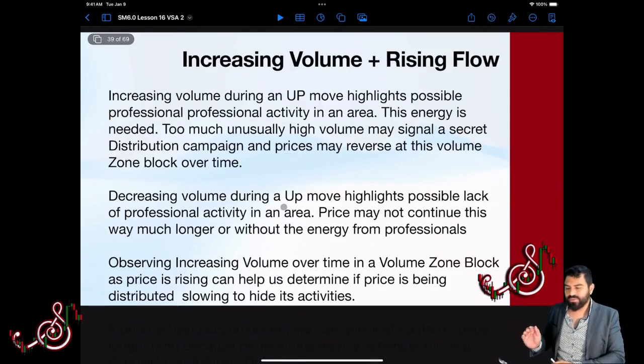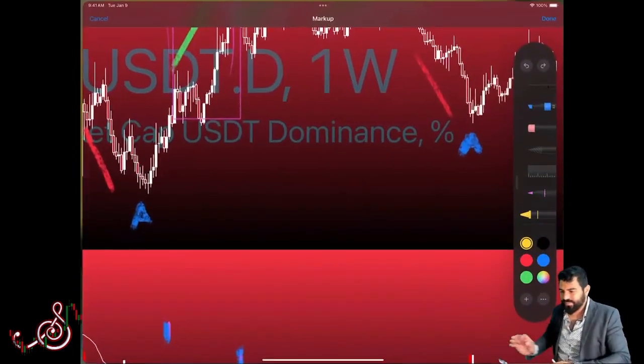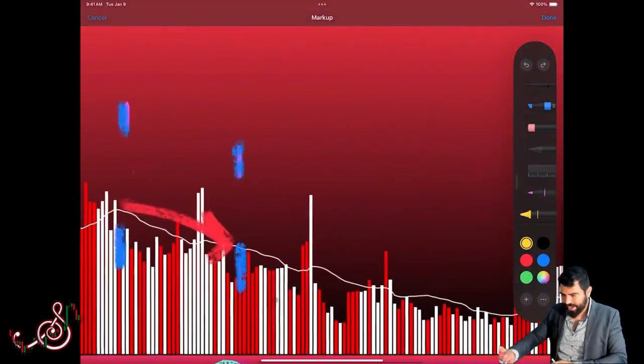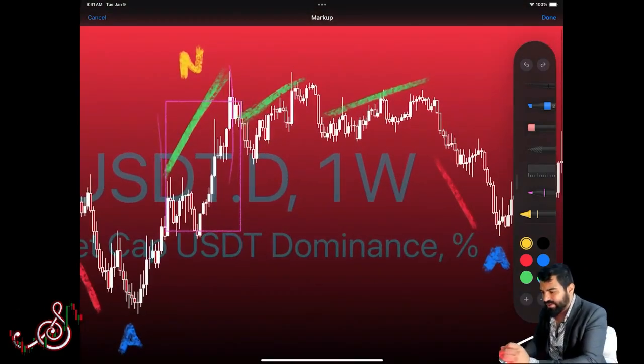Decreasing volume during an up move highlights possible lack of professional activity in the area. Prices may not continue this way much longer without energy from professionals. So are we seeing a strong increase in volume as we're going up higher? No, we ain't. Look at the next area. Let's mark it off, about from here to here.